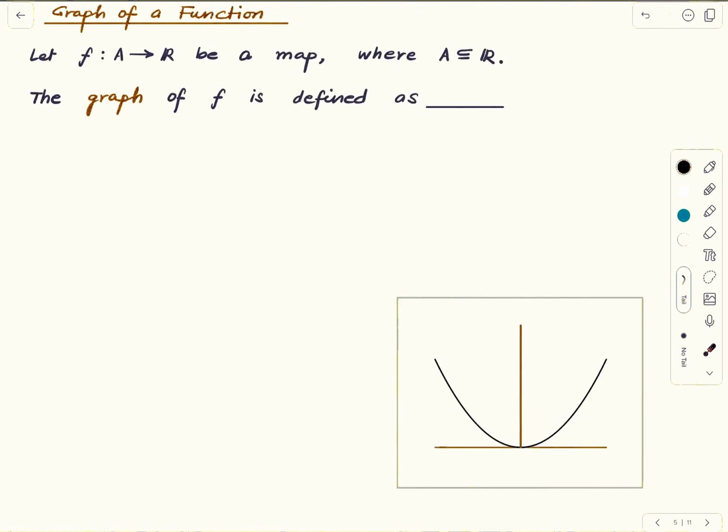Let us also recall what is meant by the graph of a function, and we will give a more formal definition to it. Fix any subset A of R.